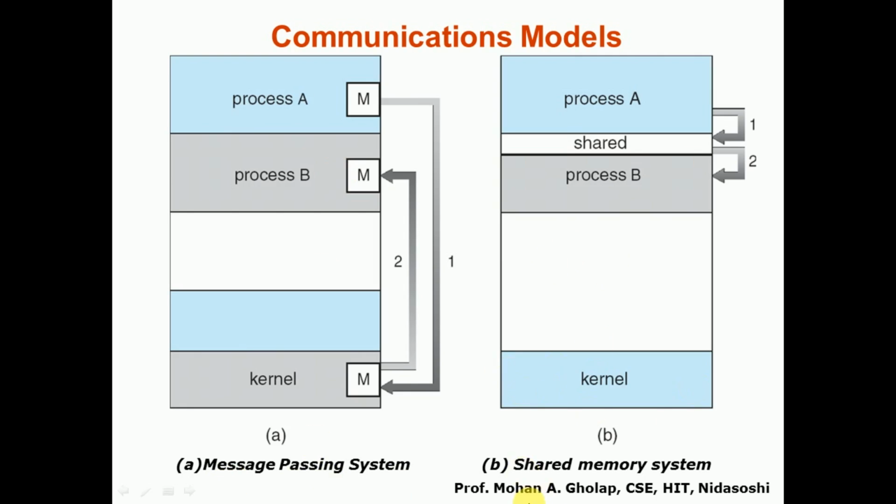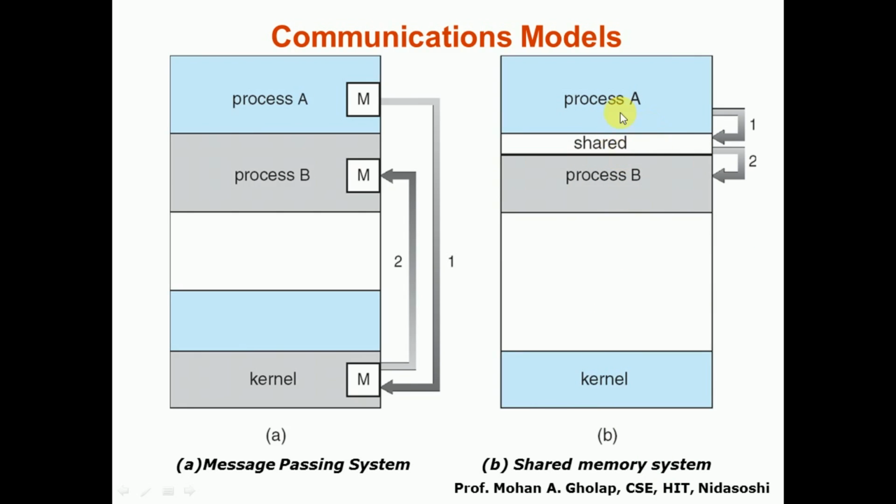The second one is the shared memory system. As the name itself indicates, a particular block of memory will be shared among the processes in order to have communication. Here you can see we have the kernel. After that, we have process A and process B, and between them we have one more block of memory which is shared among both. This means both process A and process B can access this particular memory block.